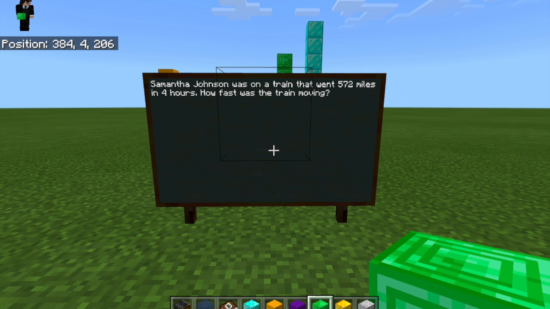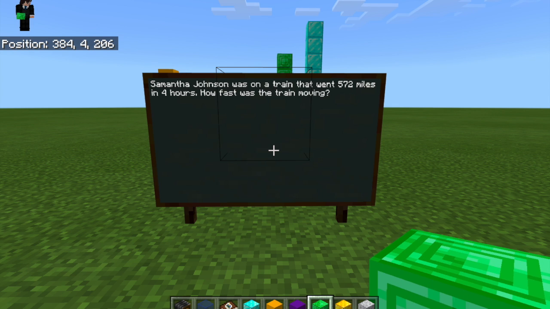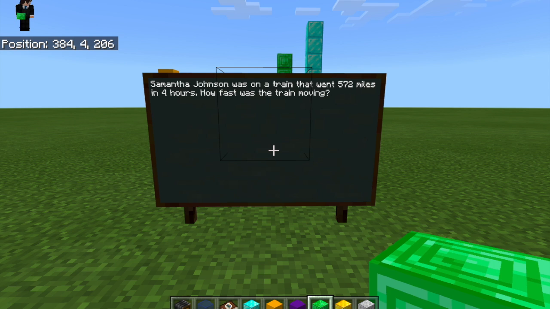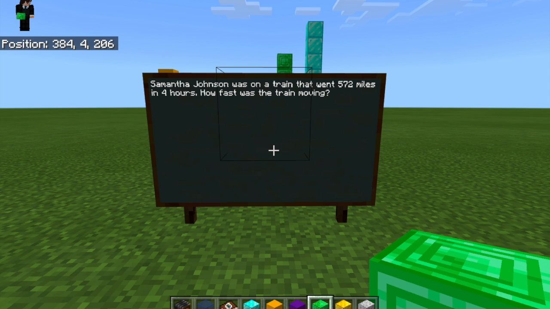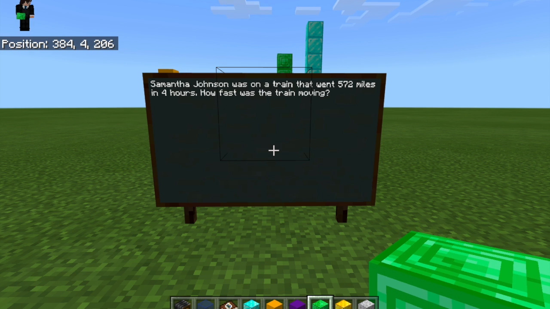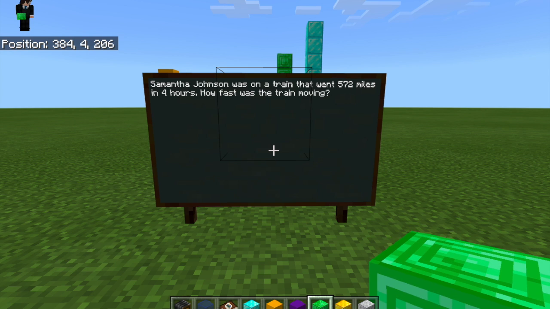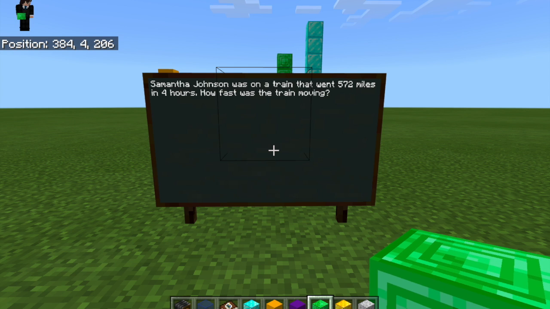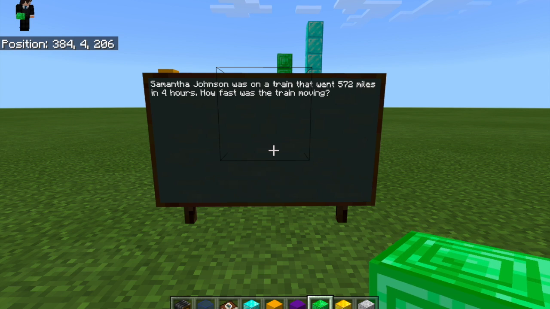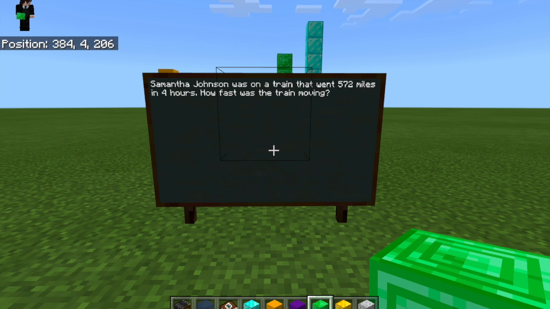Samantha Johnson was on a train that went 572 miles in 4 hours. How fast was the train moving? So one of the great things you can do with division is you can find out how fast things are moving. You just need the amount of miles or the distance traveled and divide it by the hours. Miles per hour actually means miles divided by hour. So, without further ado, let's take a look at our problem.